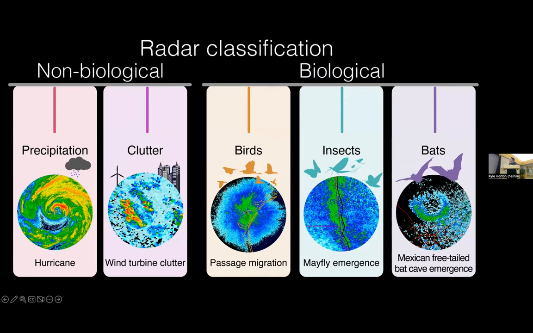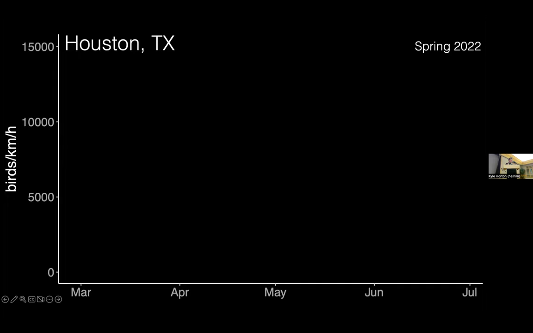Okay, so what does migration typically look like, right? If we take radar data, what does it look like on a time series? It's hard to fully understand how migration is happening when I show you the US map of these birds pulsating, you know, very quickly across the US. So let's just look at a simple time series for one location. In this case, this is for Houston, Texas, in the Houston, Texas radar for spring of 2022. This axis is bird passage, birds per kilometer per hour. Just think of this as an intensity of migration. And then we're going to start from the start of March to the end of June, beginning of July here.